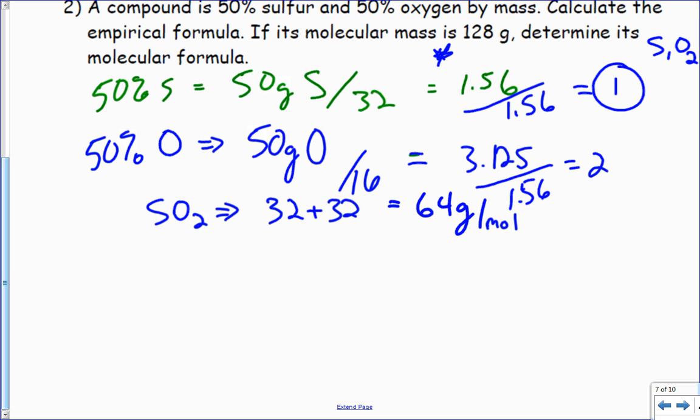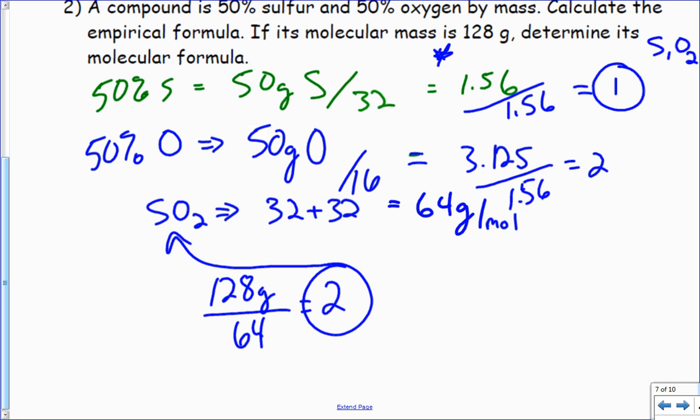Okay. Now, if I have 128 grams total in my molecular mass, let me divide that by 64. So, look, it's 2. So now I need to go back and multiply everything here by 2, so it becomes S2O4, my molecular mass being 128 grams.